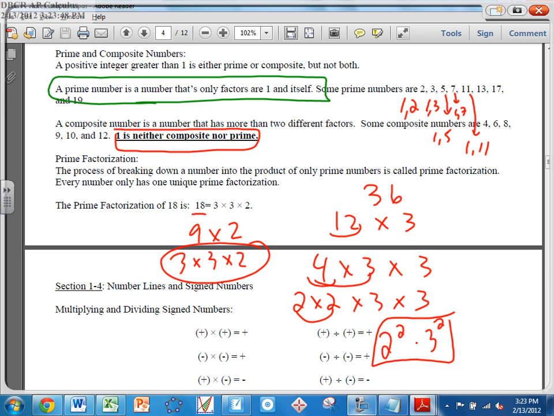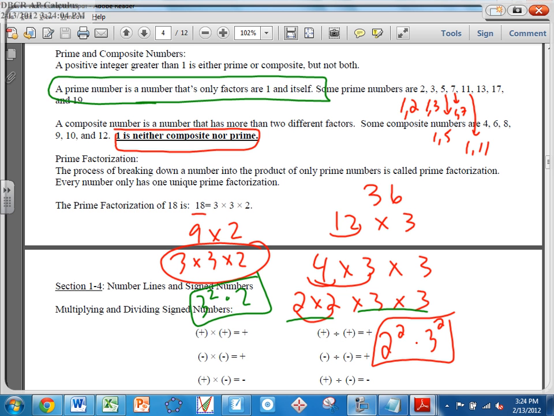Again, how do I know that? There's 2 2's and there's 2 3's. This one could be written as 3 squared times 2 squared also. That's what our prime factorization is. It means that all of the factors are prime numbers. Until you keep breaking it down, you do not stop.